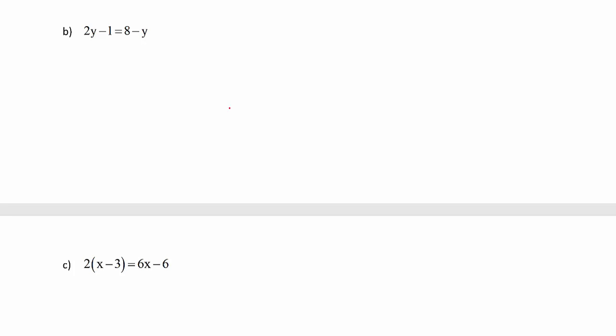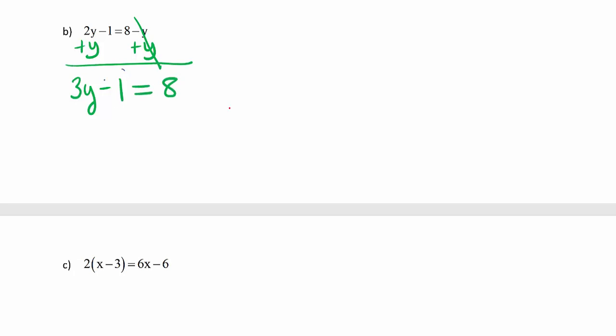So I'm going to start by putting the y's on the left. So I have to take this minus y and get rid of it or move it to the other side. The opposite of subtracting is adding. And so I'm going to add y to both sides. That gets rid of the y on the right. And on the left, 2y plus 1y is 3y. I still have the minus 1 equals 8.